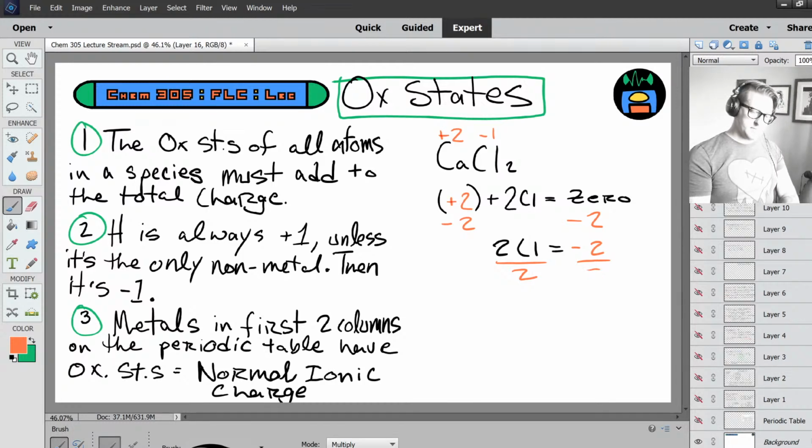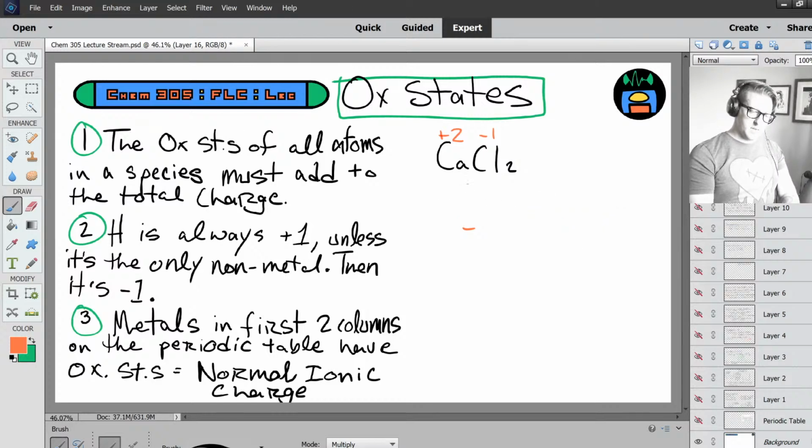All right? So there's one example. Let's do another one. Let's assign the oxidation states for lithium aluminum hydride. Rule number 2 helps us out here. We have hydrogens, and hydrogen is the only non-metal, so it picks up an oxidation state of -1. Rule number 3 helps us out as well. Lithium's in that first column, so it picks up its regular ionic charge, a +1, and now we know enough to find the oxidation state for aluminum.